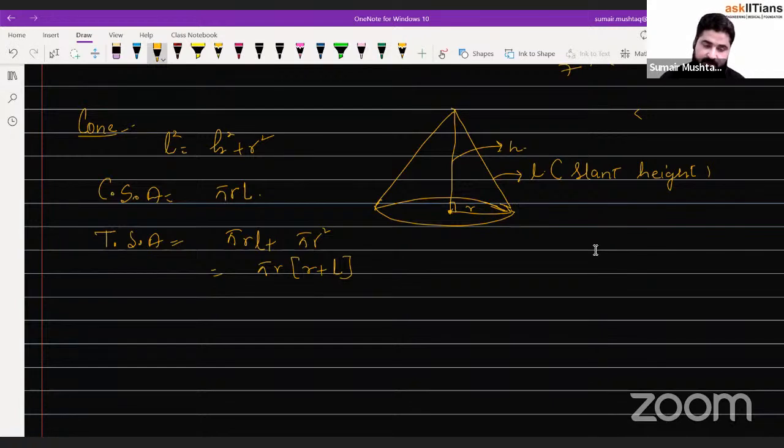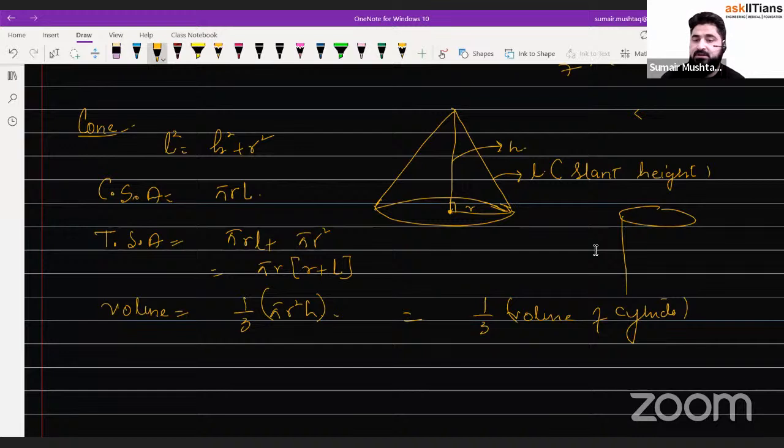Can anyone tell me what will be its volume? 1 by 3 pi r square h. So its volume is 1 by 3 pi r square h. Remember, that is 1/3 of the volume of the cylinder. If this cone is enclosed within a cylinder, let us suppose this is a cylinder, then its volume will be equal to 1 by 3 the volume of the cylinder. Is that clear?